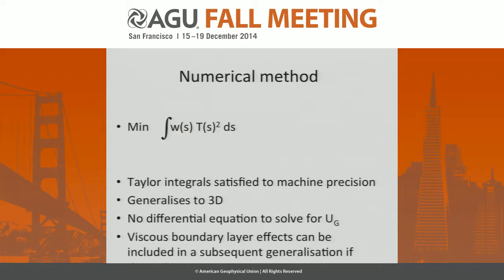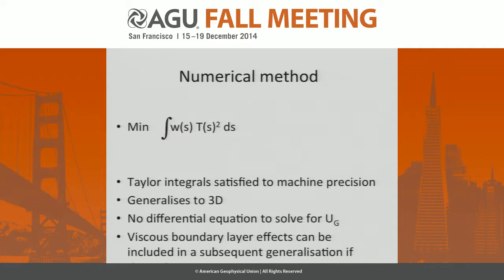And the numerical method that we use is that we minimize a measure of the deviation of this Taylor constraint on every cylinder S. You can see that if I square that and integrate over all S, the answer must be 0 if you are managing to satisfy the constraint. W is a weight function, which is actually chosen to be a sort of Chebyshev weight function. So the key thing is that in principle the Taylor integrals are satisfied to machine precision. They can be satisfied exactly analytically, but in a computer program they're satisfied to machine precision.